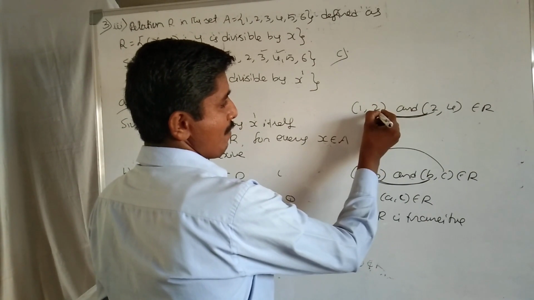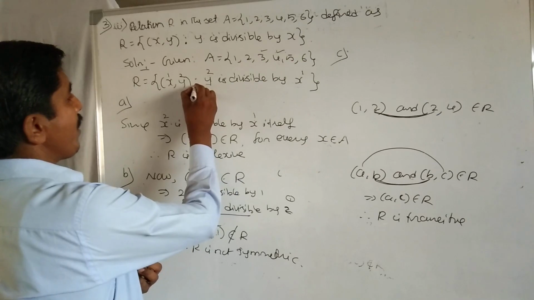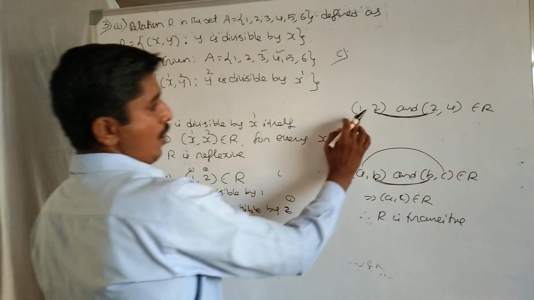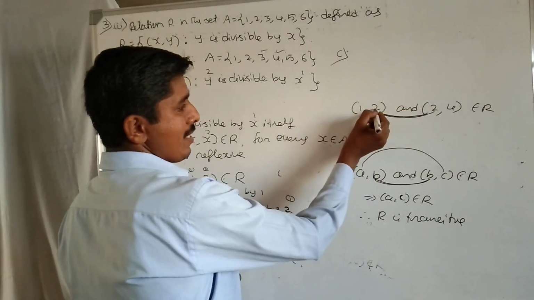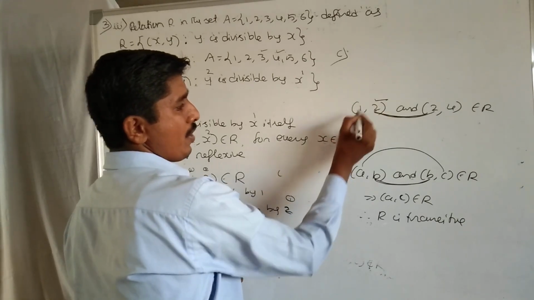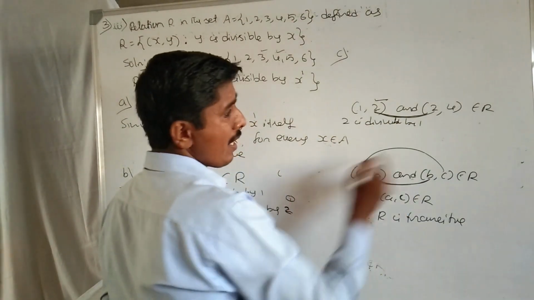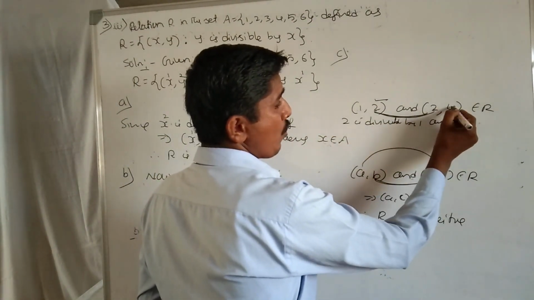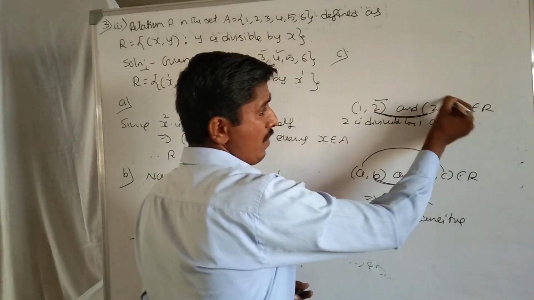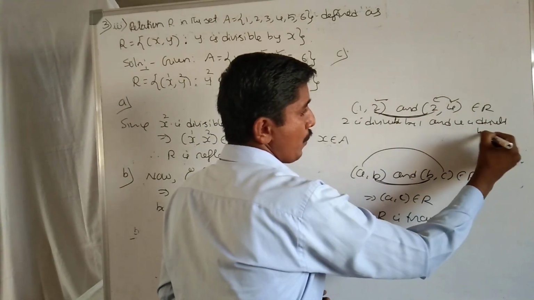Correct, these middle elements are equal. Here (1, 2) belongs to the relation means, what is the relation between the first and second element? The second element is divisible by the first element. (1, 2): 2 is divisible by 1. And what is the relation between 2 and 4? The second element 4 is divisible by 2, clearly two 2s are 4. Therefore 4 is divisible by 2.